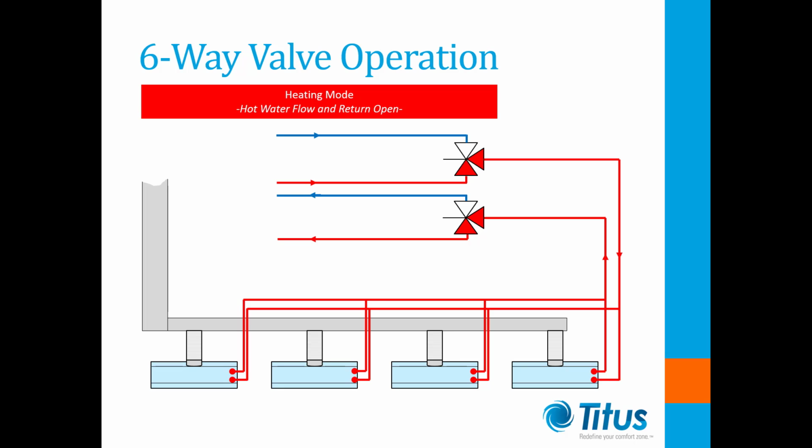One major issue to consider with this design is the fact that the water in the zone circuit will be returned into either the chilled or the hot water system. So 6-way valves are not suitable for systems that use different water treatments in the chilled and hot water circuits.